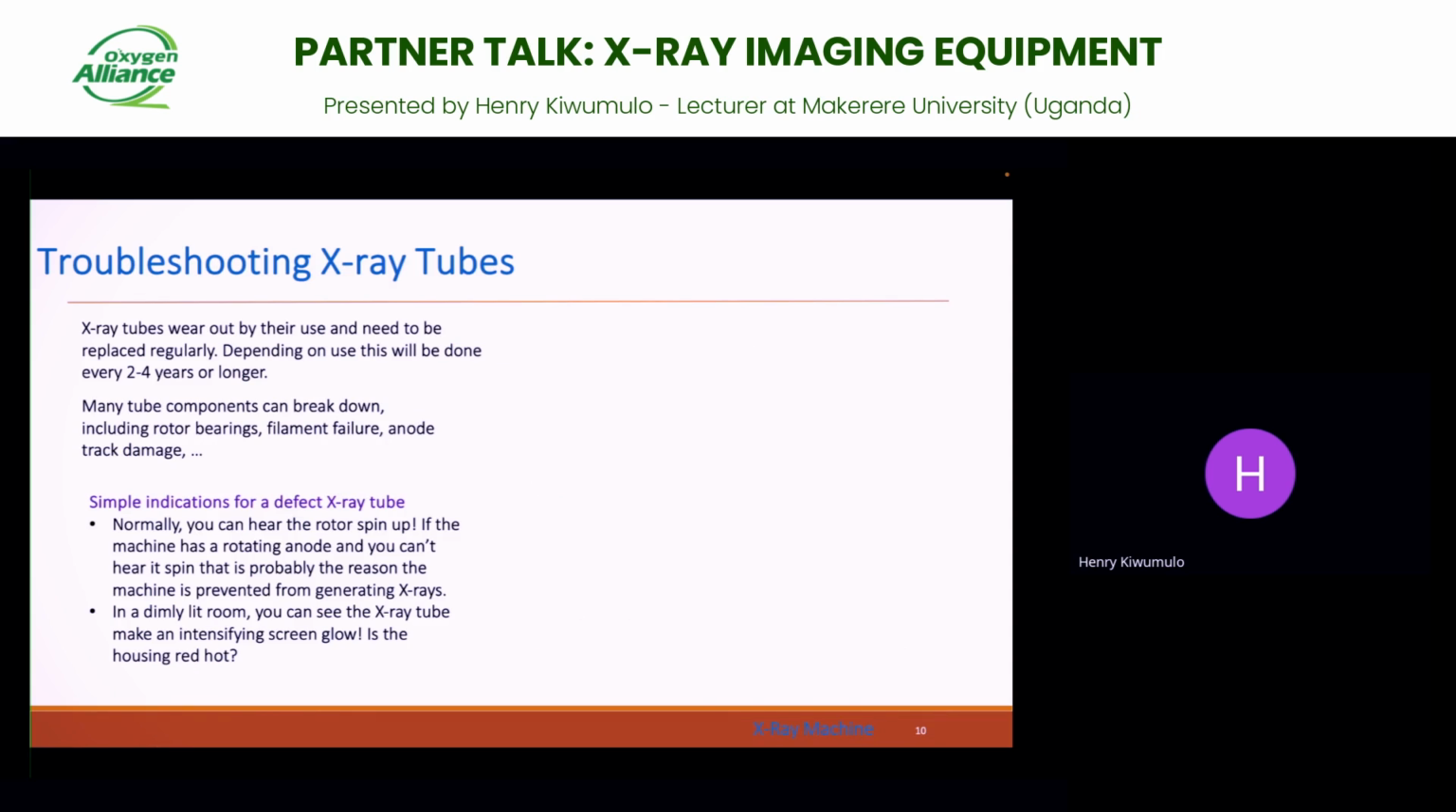Now, one of the most important things is troubleshooting this X-ray tube. How do you tell that this tube is really aging or it has an issue? On average, depending on the use and the design of the tube, these tubes can be used for 2 to 4 years or longer. Some of the tube components can break down, and this could be the rotor bearings, the filament failure, the anode and so on.